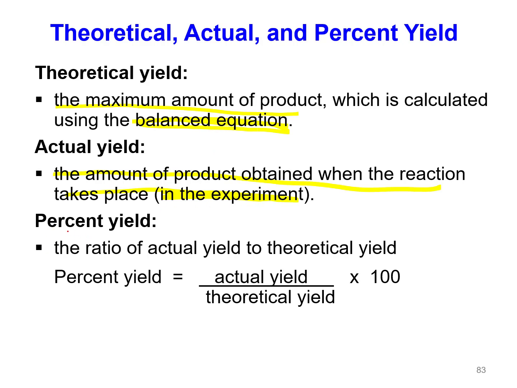So how we are going to calculate the percentage yield is the ratio of the actual yield to the theoretical yield. It is actual compared to theoretical times 100. This is the formula for how we calculate the percentage yield: actual yield divided by theoretical yield, times 100.